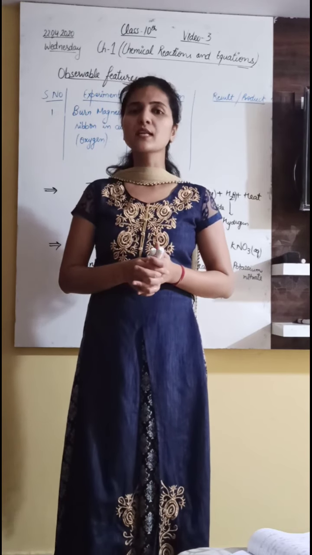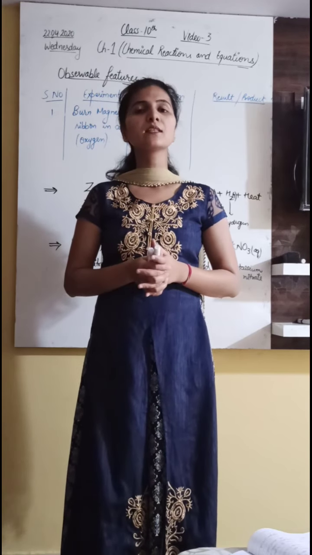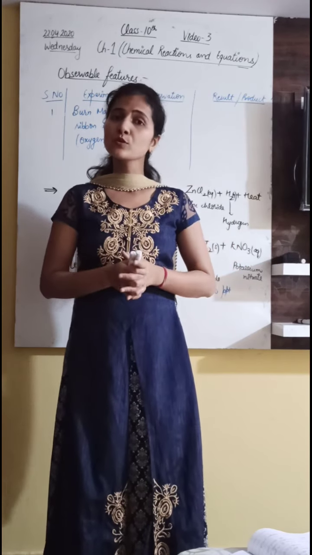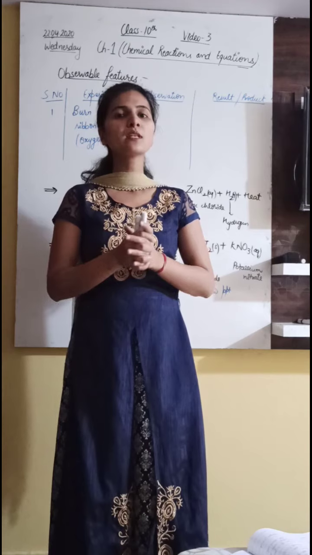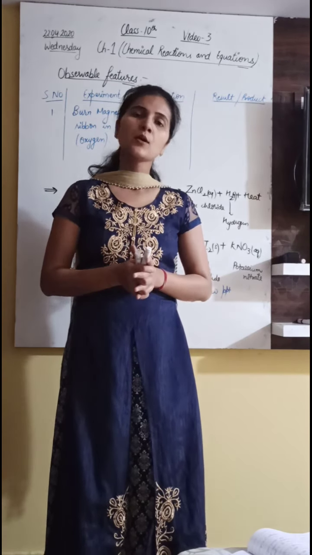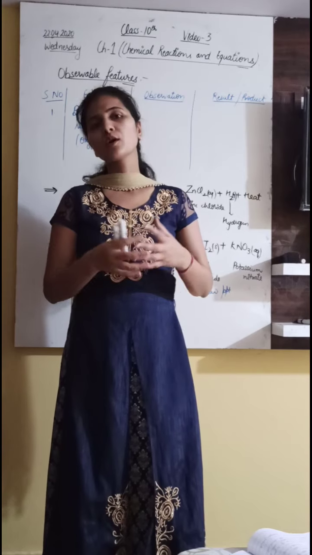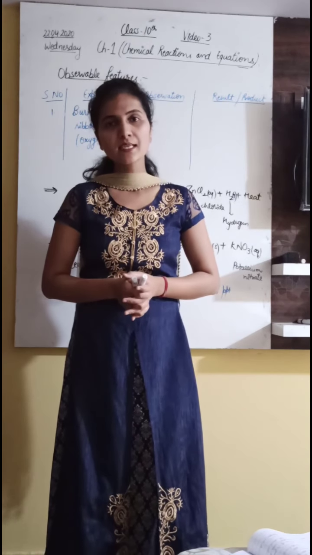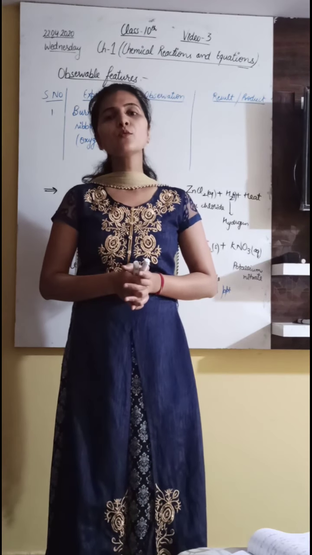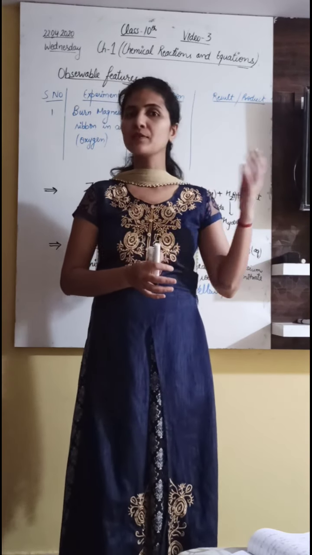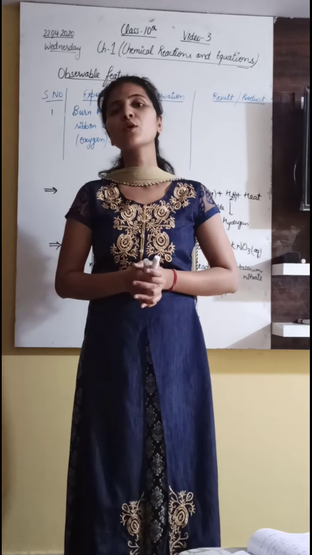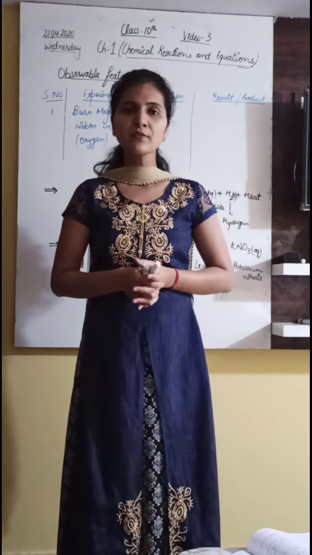So before starting again, I am just telling the definition of the chemical reaction again. Chemical reactions are those reactions in which one or more than one reactant combines together to form the products. Product can also be one or more than one. So this is the definition of the chemical reactions. Now we were doing the topic of characteristics of the chemical reactions, or observable features, in our previous lecture.